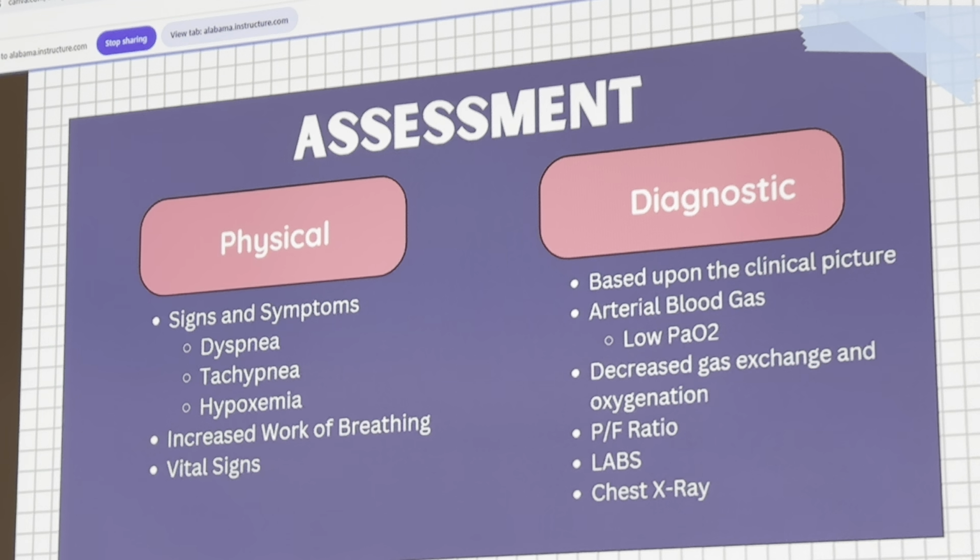We're going to get lab values as well. We're going to get a chest x-ray. That's where it's going to show those ground glass opacities on our chest x-ray. And then we have something called a PF ratio. Has anybody heard that before? PF ratio.